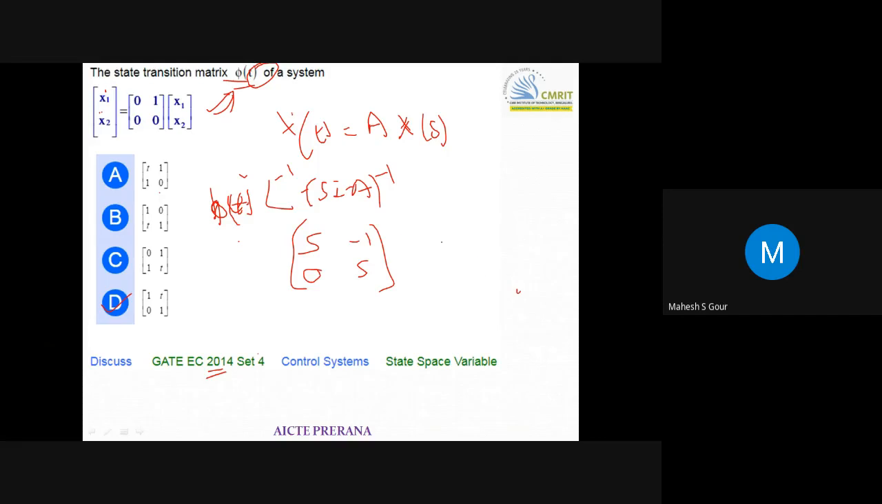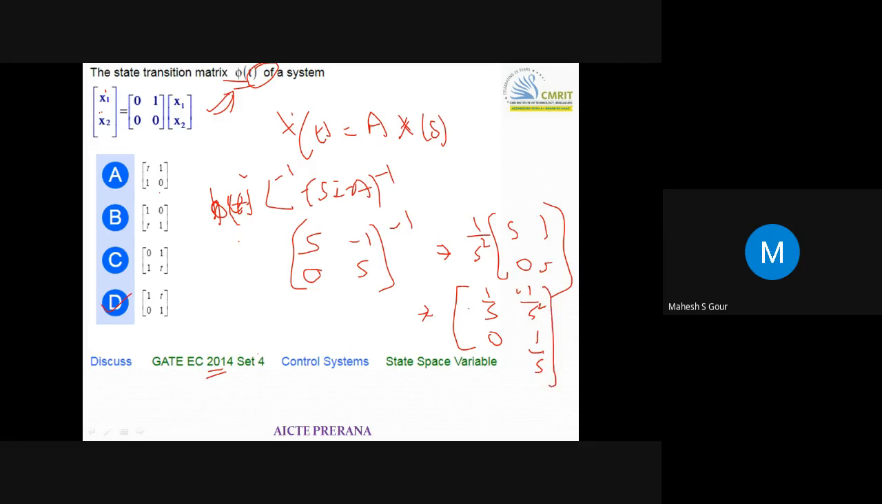You need to take the inverse of this. When you take the inverse, you will be getting 1 by s square, and this will become s, 1 and 0. Right? So when you divide, what you'll be getting is 1 by s, here 1 by s square, here it will remain 0, and this will come 1 by s.